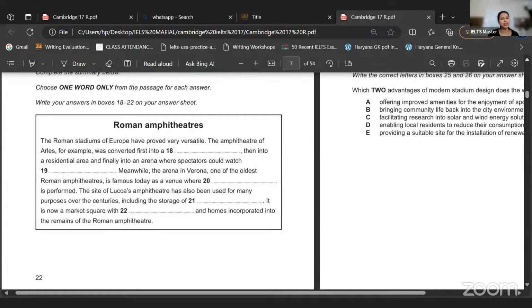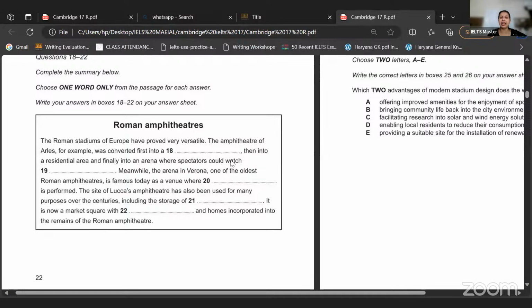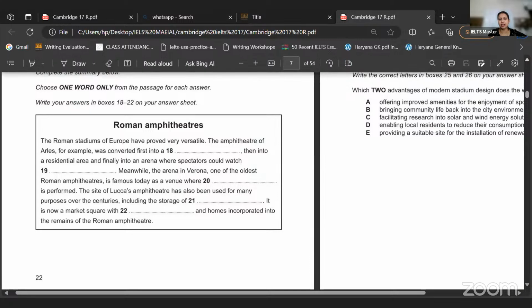For example, the Roman stadiums of Europe have proved very versatile. What is the keyword? Roman amphitheater. The amphitheater of Arles, for example, was converted first into a dash, then into a residential area, and finally to the arena where spectators could watch dash. So the keywords are Roman amphitheater, residential area. Check where it is being given.